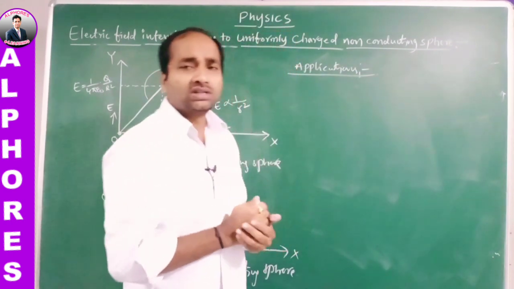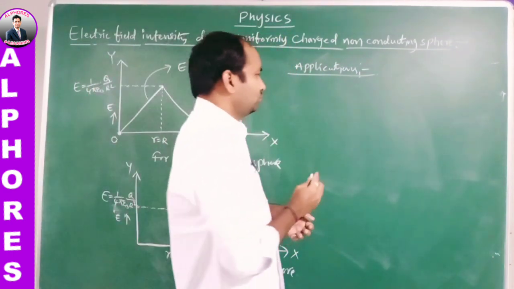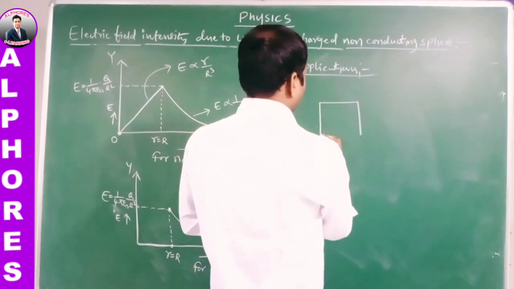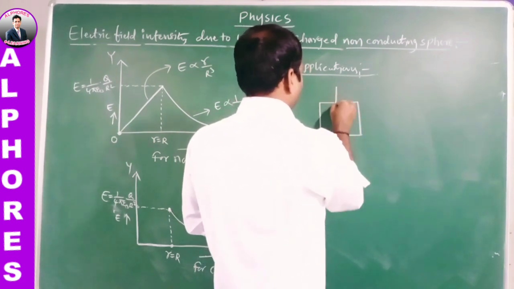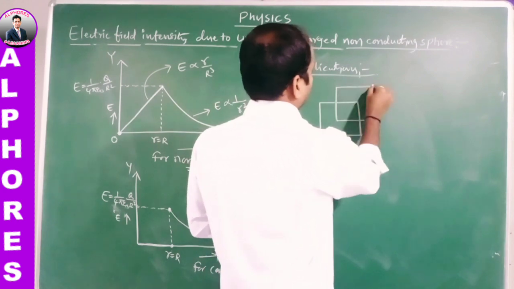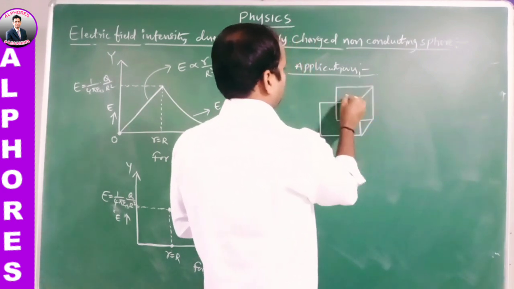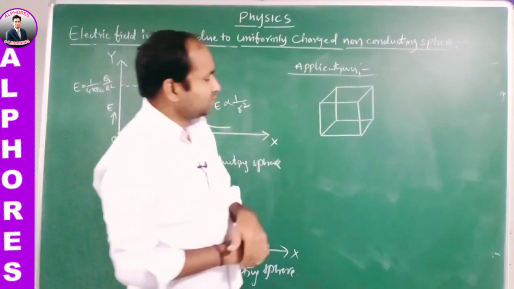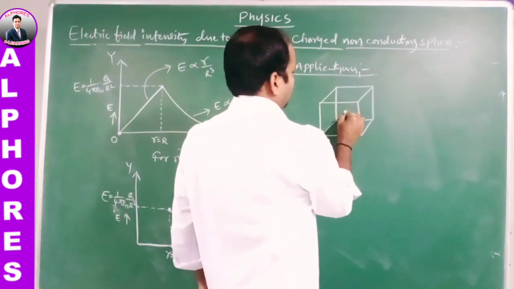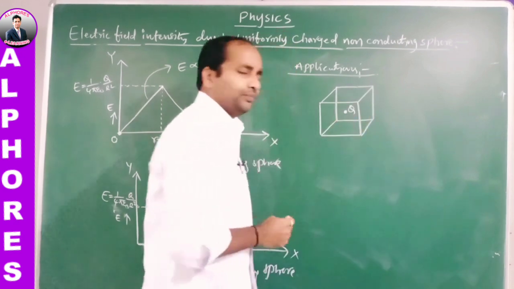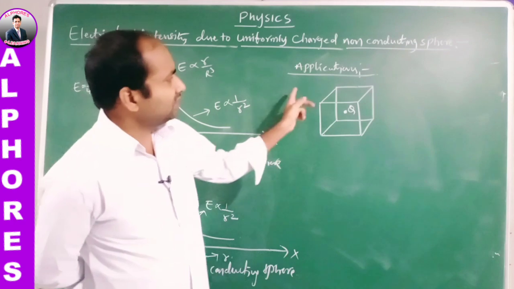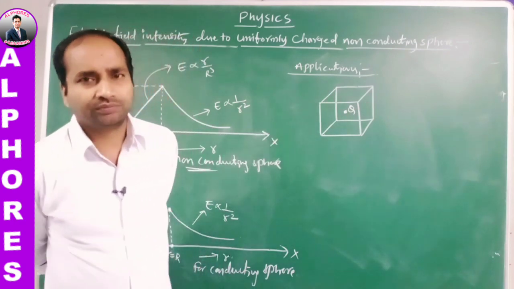Now consider a point charge q kept at the center of the cuboid. Let us take this is the center of the cube. A charge q is kept inside the cube. Now what is the flux passing through the cube?